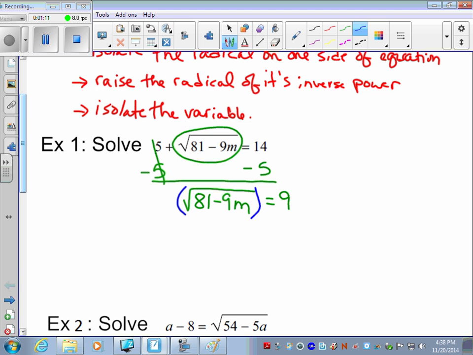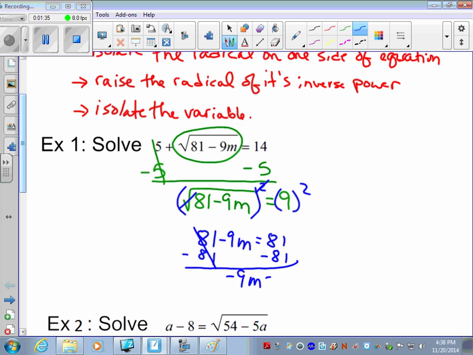Next step, now that it's isolated, we raise the radical to its inverse power. Right now it is the square root, so we need to square it. So we square the right side also. Then that cancels out. 81 minus 9m equals 81. And now you can just solve for the variable. So minus 81, cancel, negative 9m equals 0, divided by negative 9, and you get m equals 0.